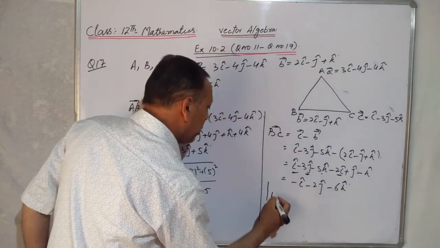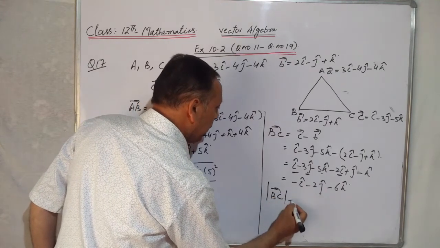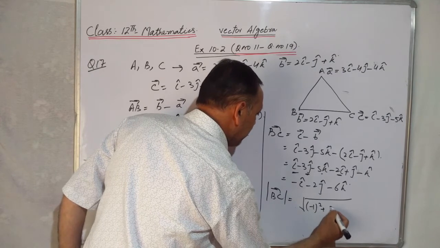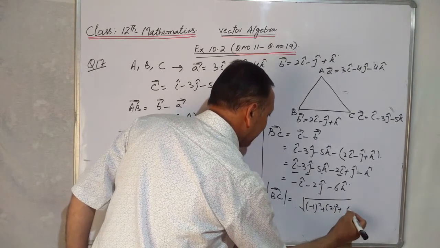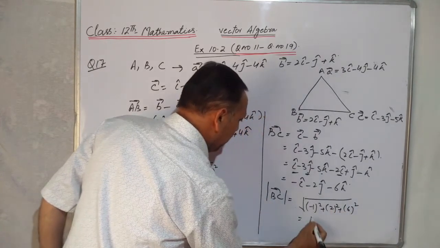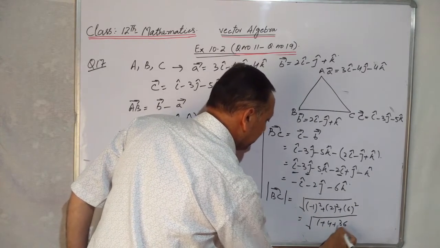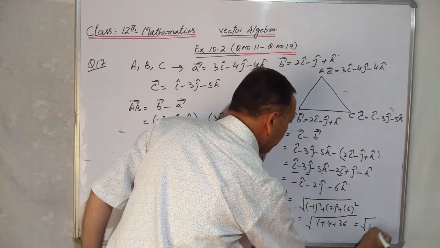Then find the magnitude of vector BC. It will be under root of minus 1 square plus minus 2 square plus minus 6 square. It will be under root of 1 plus 4 plus 36. It is under root of 41.